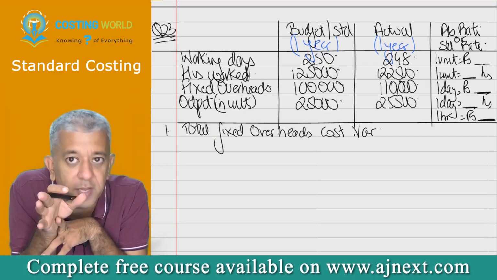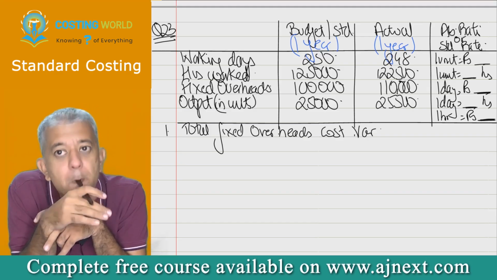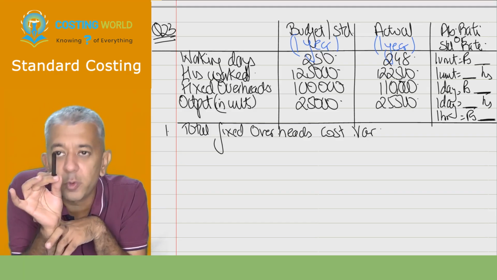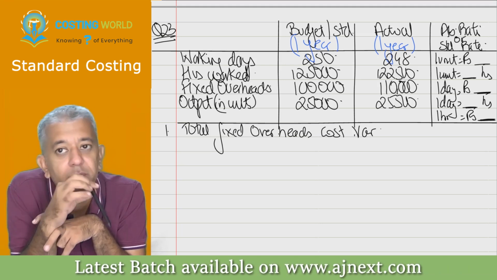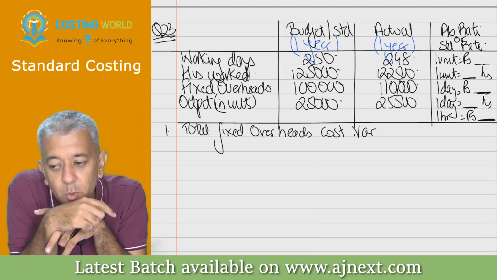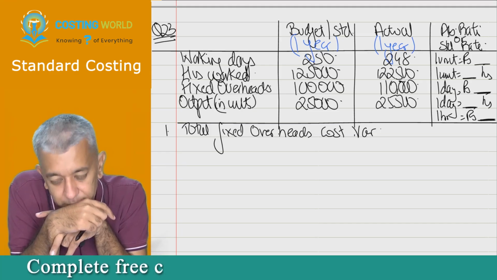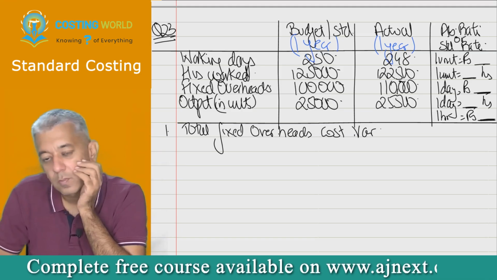So fixed overheads are always dependent upon what factor? Period. Go over to your chart 4 and write down below, dependent upon period. The first 3 times you had written output, now you write down the word period. Done?